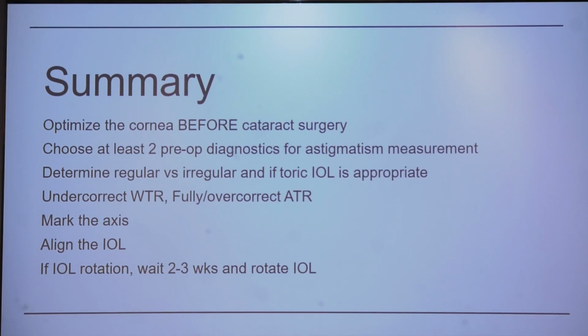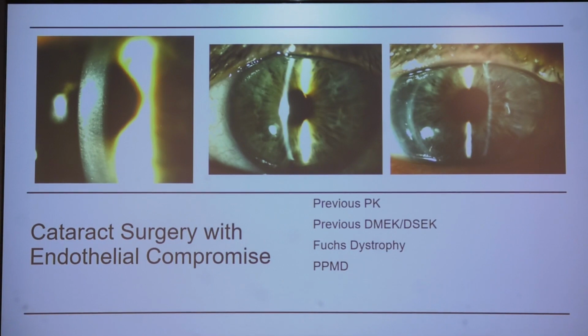When it comes to astigmatism, again, optimize the cornea before the cataract surgery, choose at least 2 pre-op diagnostics, undercorrect with the rule, fully or overcorrect against the rule, mark the axis, align the IOL, and if you do have IOL rotation, then I wait 2 to 3 weeks before realigning.